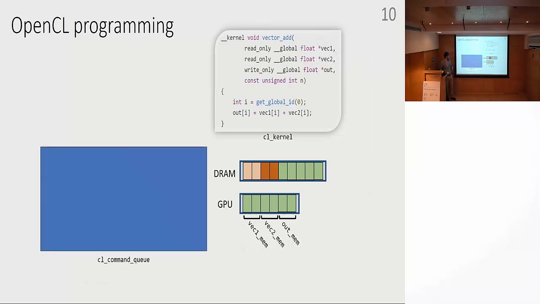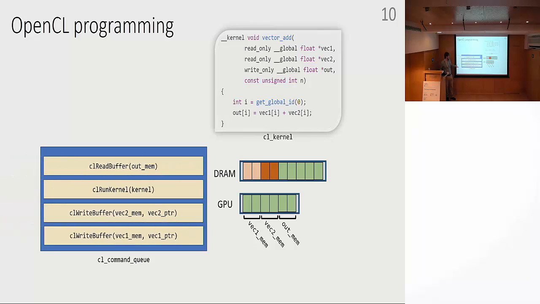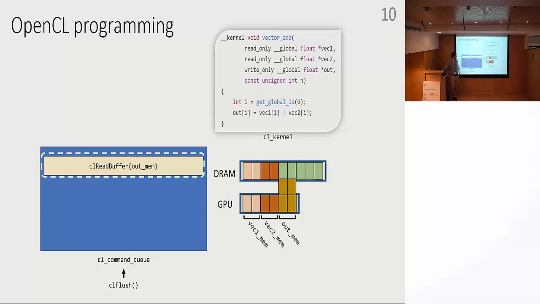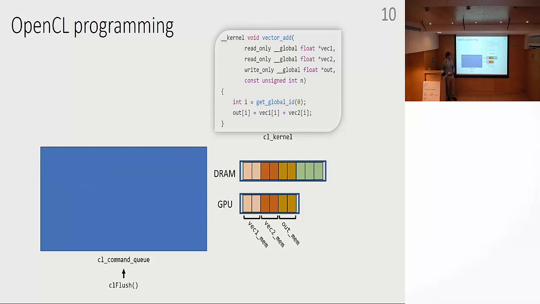Next, they have to queue commands in a command queue. In this case, they have to write input for the two vectors. So this causes DRAM to be injected into the GPU. Then, after we run the kernel, now that the input's on the GPU, it outputs the result to GPU device memory. So the programmer then has to finish by reading the output into DRAM. And that completes the overview.